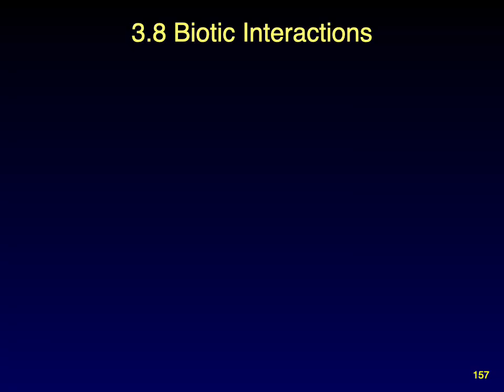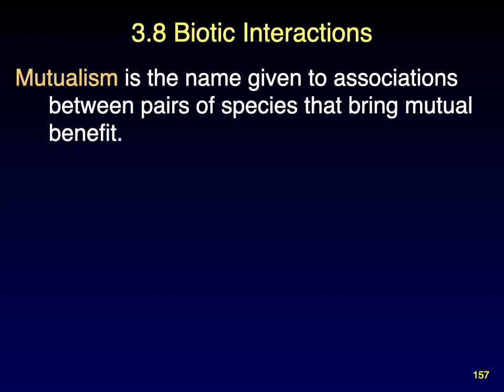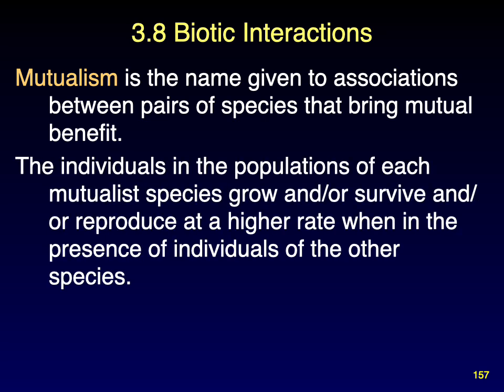Okay, let's just look at mutualism, and we'll finish this lecture off. So mutualism is a name given to an association where pairs of species or pairs of individuals of the same species bring mutual benefit. So what does mutual benefit mean? In the presence of these species, the species have higher growth rates, higher survival rates, higher reproductive rates than when they're not in the presence of the individuals.